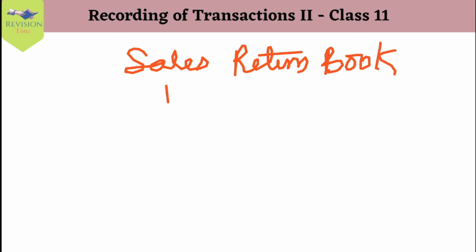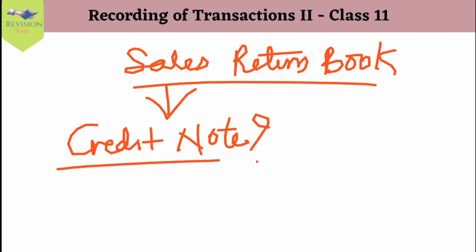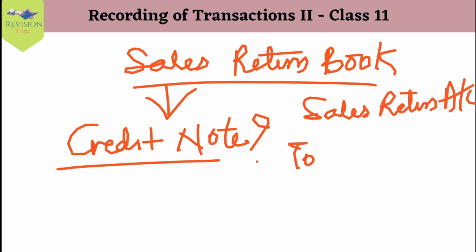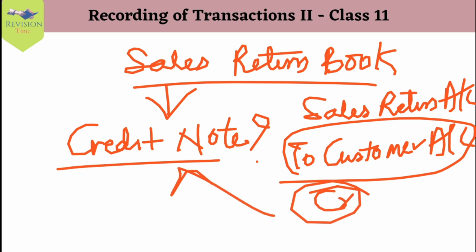When we record sales return in our sales return book, we raise a document known as credit note. So, what is this credit note now? When you record a journal entry for sales return, what is our journal entry? It is sales return account debit to customer's account. So, what is the proof that we have credited the customer account? The credit note is the proof that we have credited the customer account. So, we raise a document known as credit note.